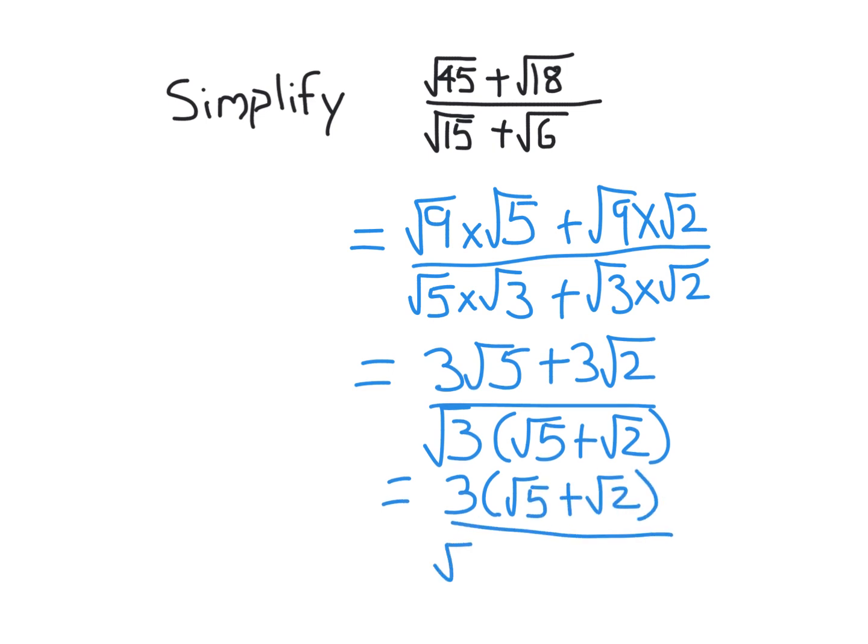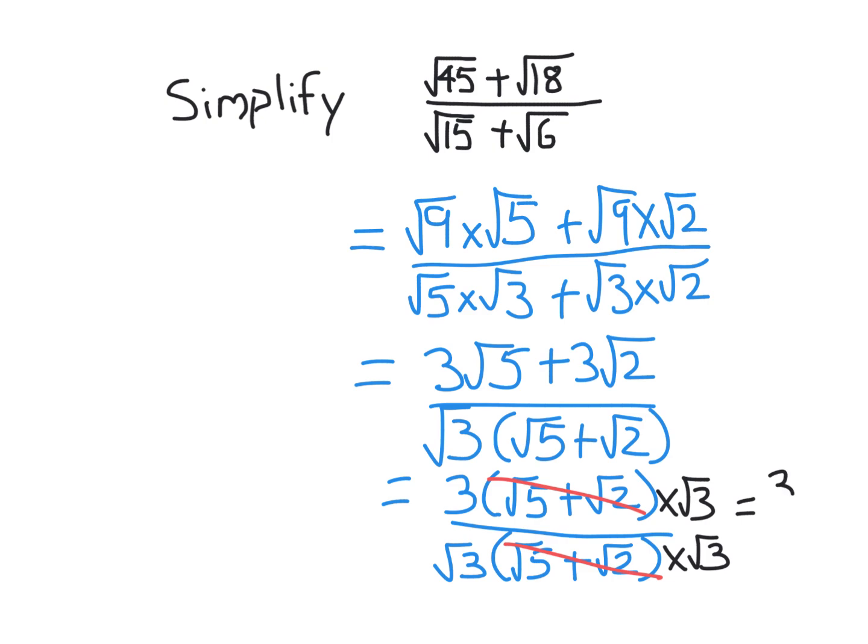So now I have something on the top and the bottom. I can cross it out, as long as it's a factor. You can cross out anything as long as it's being multiplied on the top and the bottom. So crossing that out, I'm left with 3 over root 3. In order to write that with a rational denominator, I times top and bottom by root 3. Top becomes 3 root 3. The bottom simply becomes 3. Crossing those out, my final answer is simply root 3.